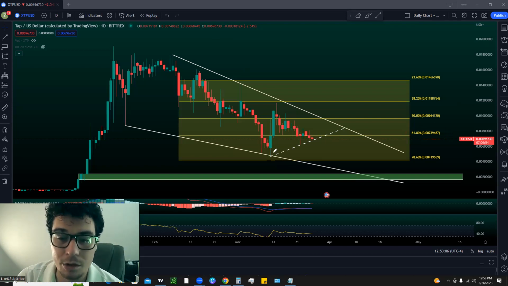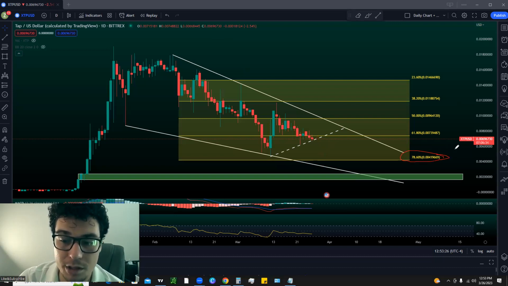All right, we do have this little trend line here that we've tested 3 times, and the more times that you test the trend line, the weaker it gets. So we need to be very mindful that if we continue rejecting this level and we're not able to push up higher right here, then there is a strong chance we could break that trend line. And if we do, the next major support level is going to be right around 0.00419. So these are basically the 2 levels that I'm paying attention to the most right now.